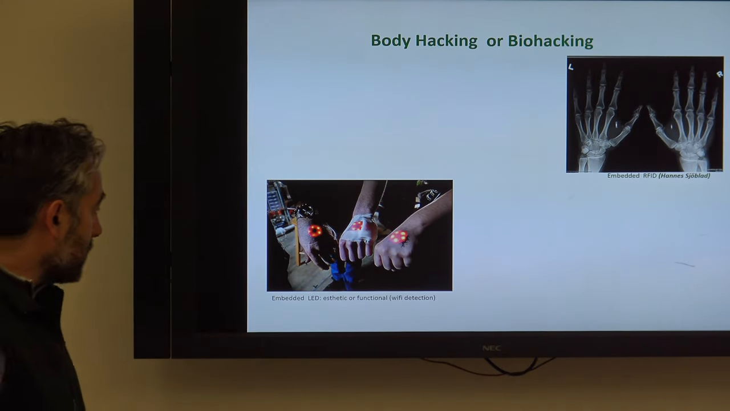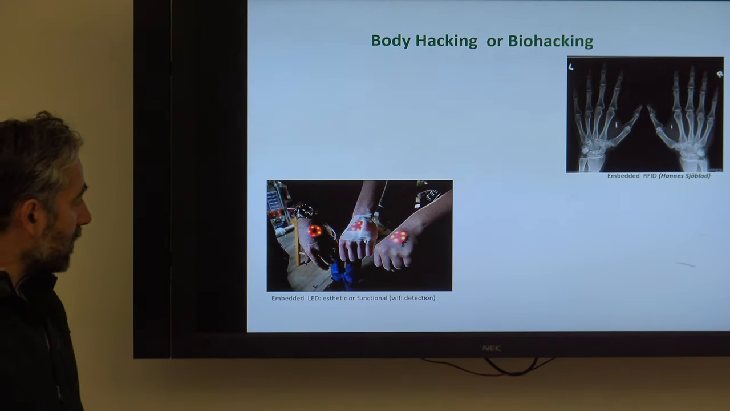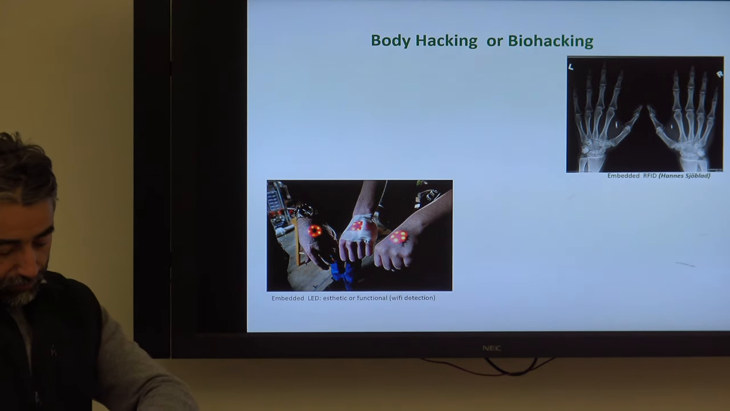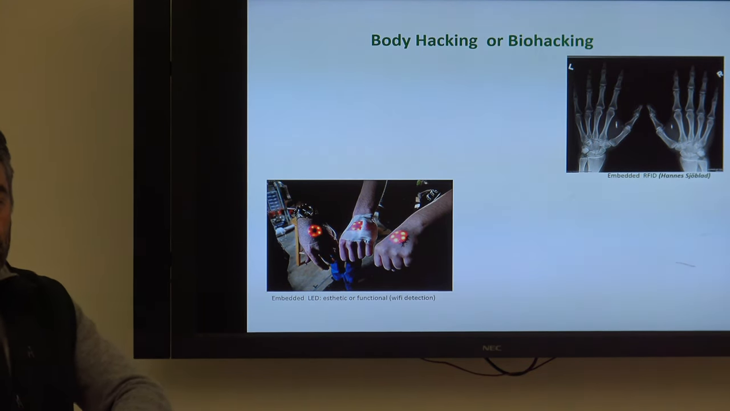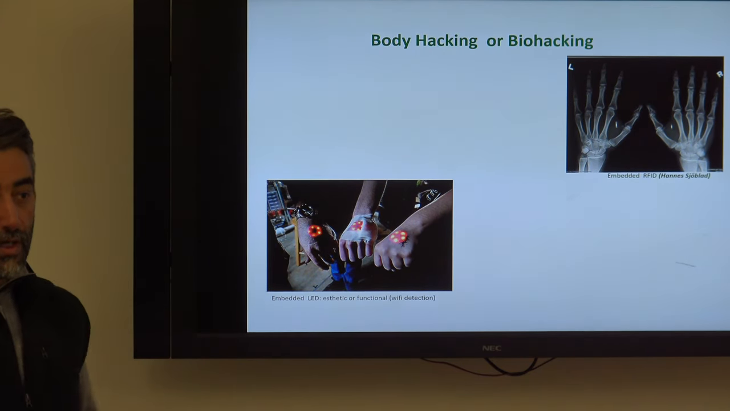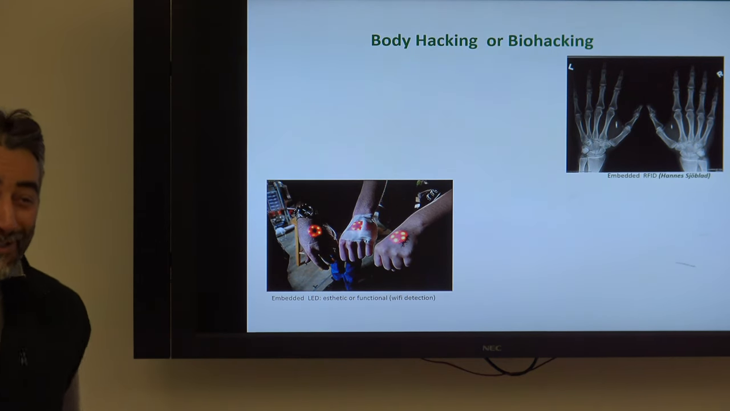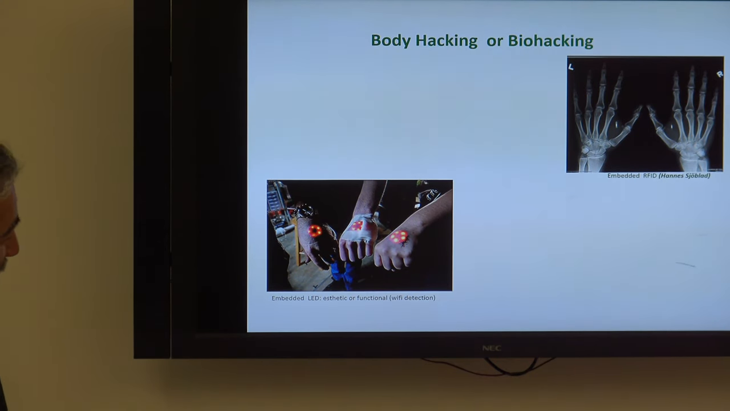But people do other things, crazy things. These are kids, teenagers, who actually open their skin here, they put LED lights underneath that turn on when they are close to a hotspot. So as they walk and they look for Wi-Fi connections, and there's a hotspot, their hands will light up. Yeah, they do it. People do all sorts of things.